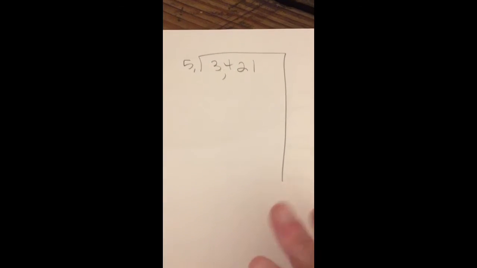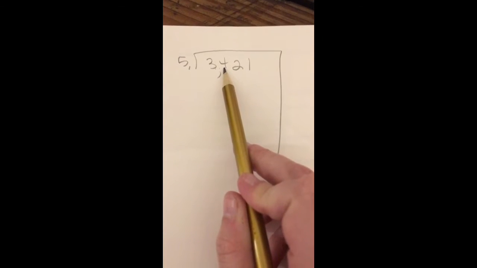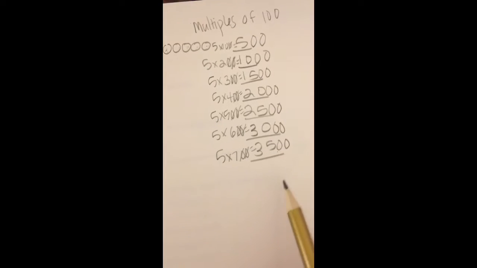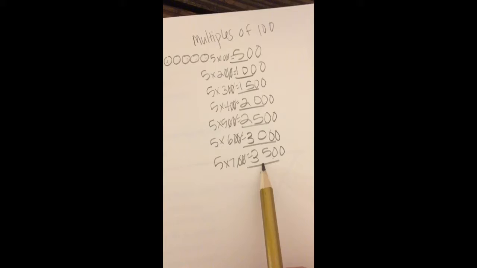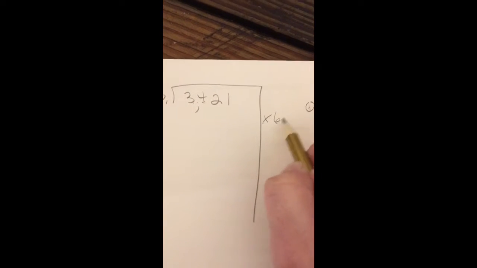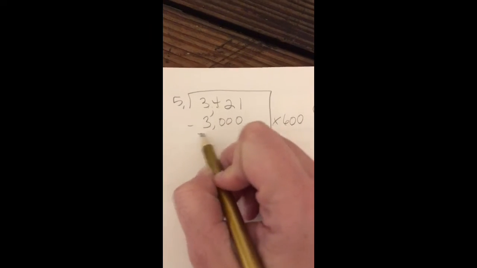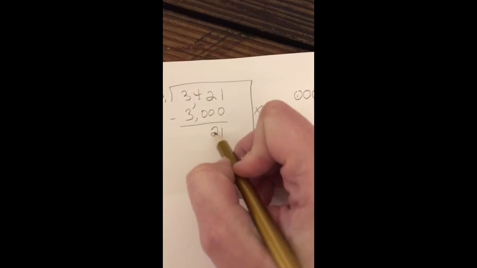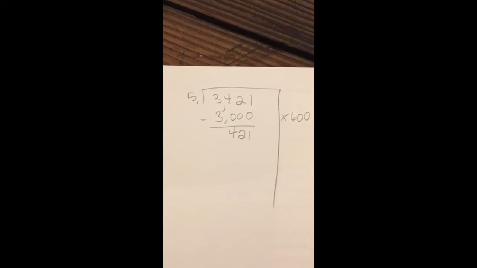Now, you go over here and you see what number you're trying to get. So we're trying to get as close to 3,421, but we don't want to go over. So if we look back here at our choices, then we can see that 3,500 is too much, but we can choose 3,000. So we're going to come over here and we're going to say times 600, and that's going to give us 3,000, and we're going to subtract. So we have 421 now that we have to do.